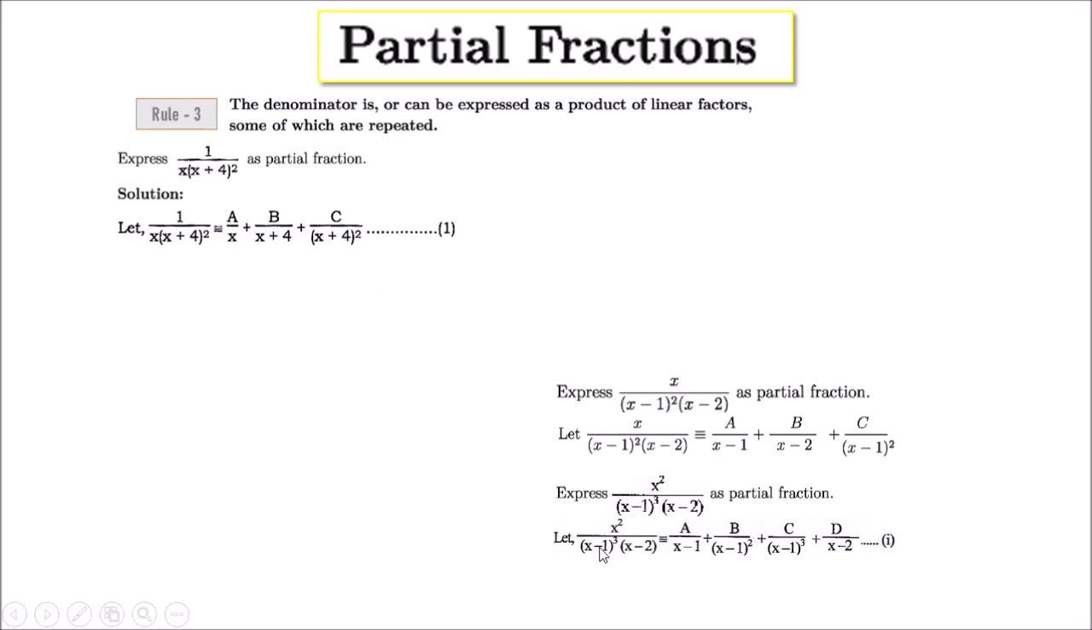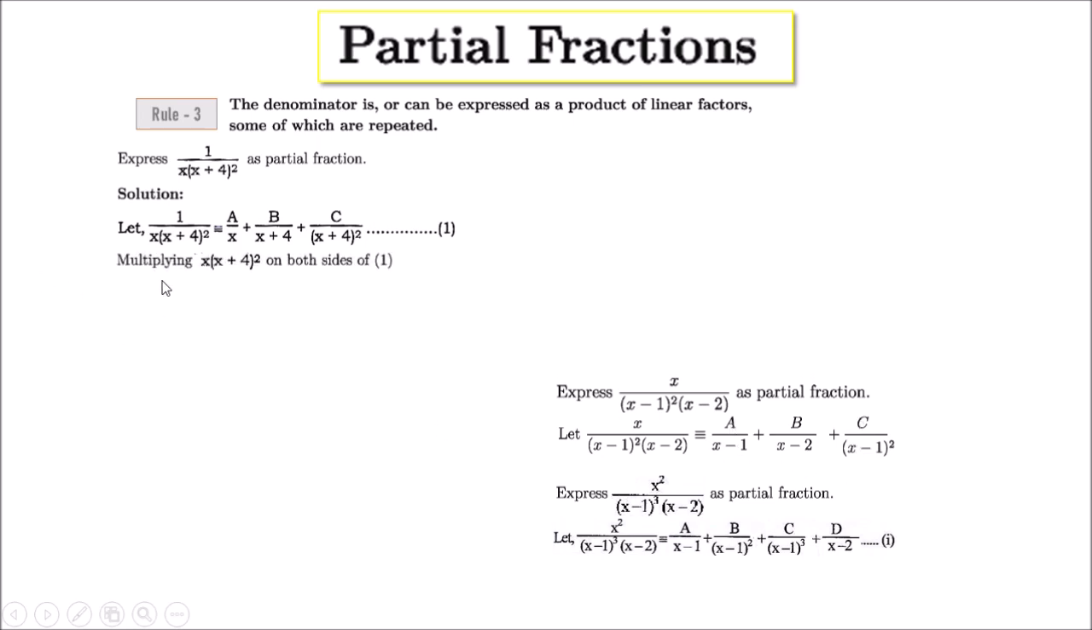If it is 3 times, look here, (x minus 1) cube into (x minus 2), it will be a by x minus 1. For the second repetition, b by (x minus 1) whole square, then the next one, c by (x minus 1) whole cube, plus the other factor d by x minus 2. So here the factor just repeats twice. So here the repetition is this one, x minus 1 is repeated. So that is one alphabet for each factor and another alphabet for the repeated one.